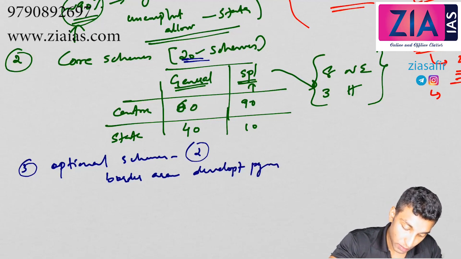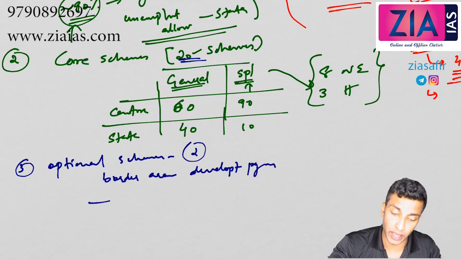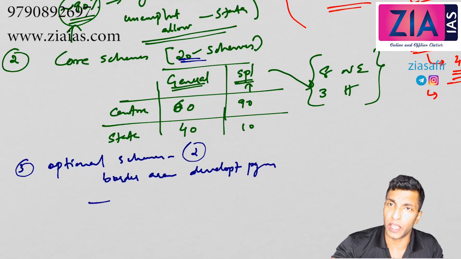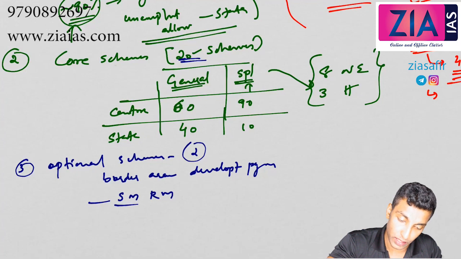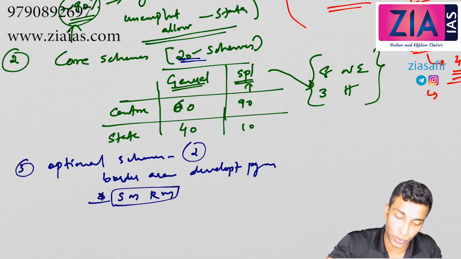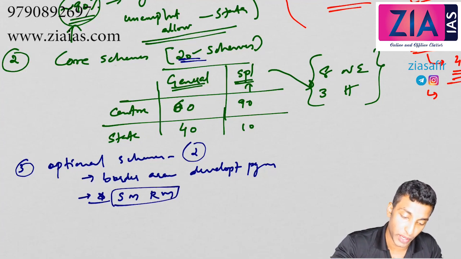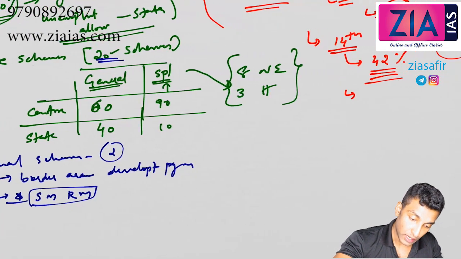Okay, Shyam Prasad Mukherjee Rural Mission. Earlier it was PURA, providing urban amenities to rural areas. So here Shyam Prasad Mukherjee Rural Mission. We will discuss this in detail later. So just understand these 2 are actually coming under optional schemes.